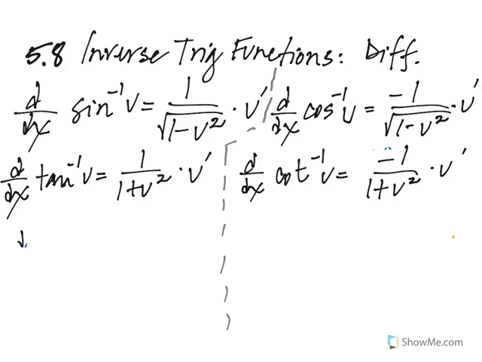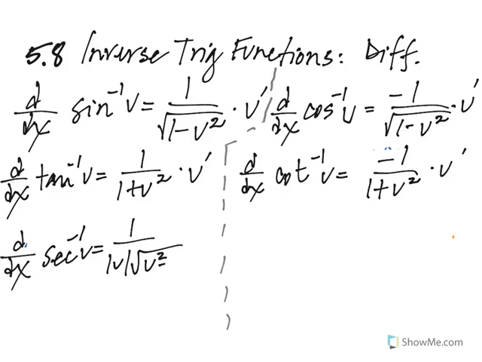All right, two more. The derivative with respect to x of the arc secant of u turns out to be 1 over the absolute value of u times the square root of u squared minus 1 times u prime. All right, just as you might have thought.